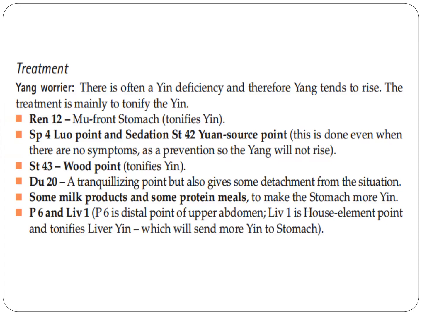So for the yang worrier, we try to recommend some milk products and some protein meals to make the stomach more yin. And pericardium 6 and liver 1. PC6 is a distal point of the upper abdomen. Liver 1 is a horary element point and tonifies liver yin, which will send more yin to the stomach.